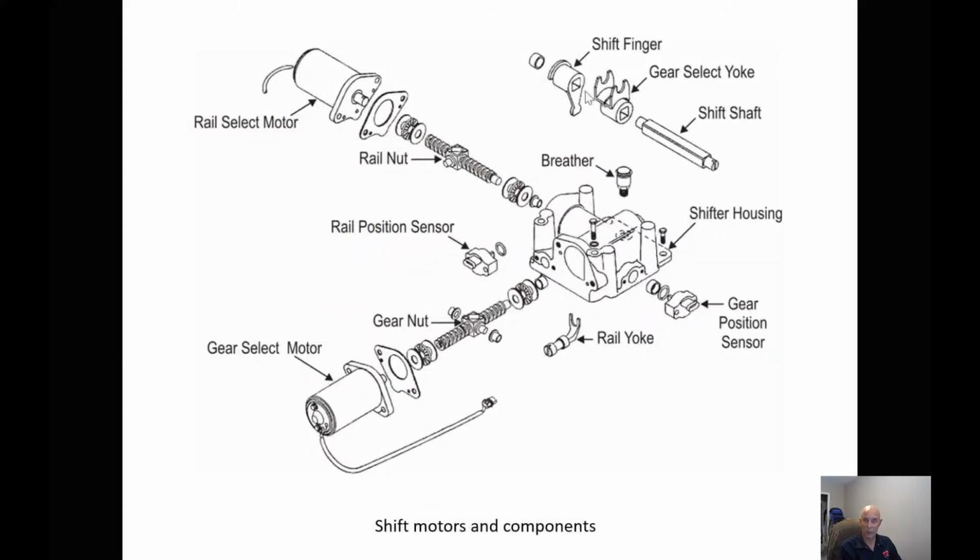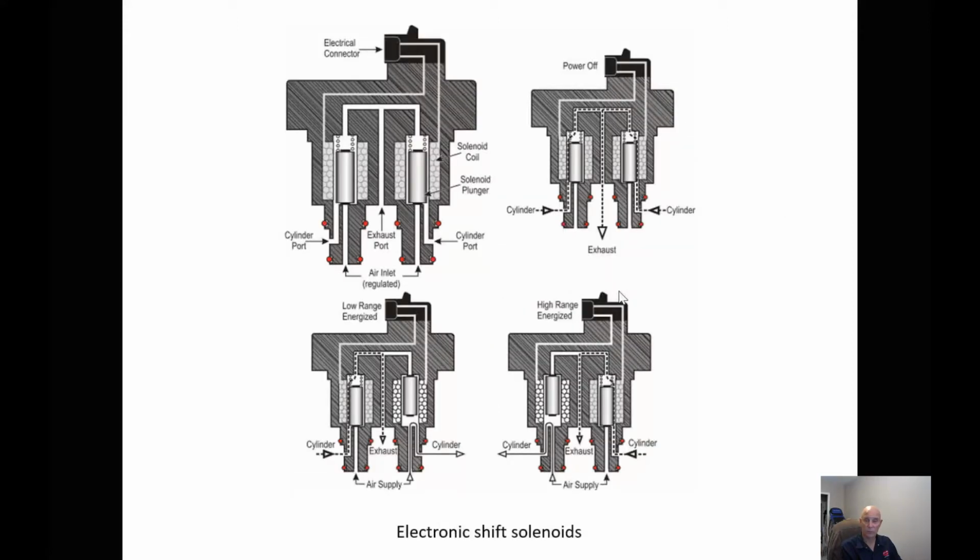So this is what our XY shifter looks like. So we have 2 shift motors, and again our Hall effect sensors know exactly where they are in space. And we have electronic shift solenoids. And again, these are all controlled by the ECM.